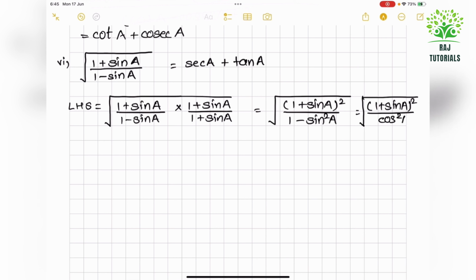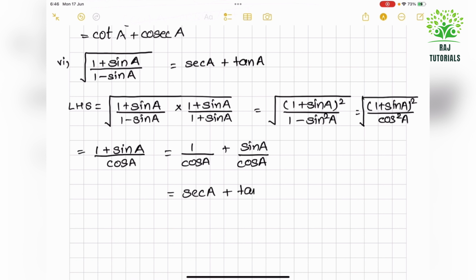So I can show it like this, see: root of (1 plus sin A) whole square upon cos square A. Now, whole square is there, so I can take it out of the root, so that will be (1 plus sin A) upon cos A. So this becomes 1 upon cos A plus sin A upon cos A. So 1 upon cos A means sec A.